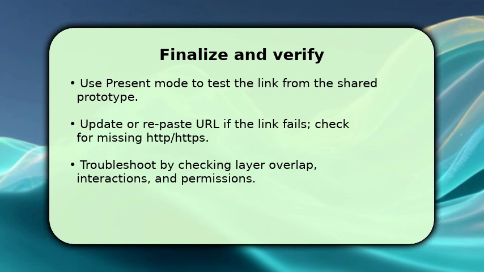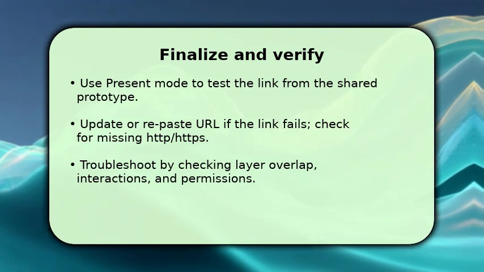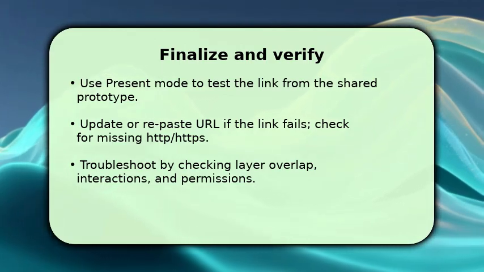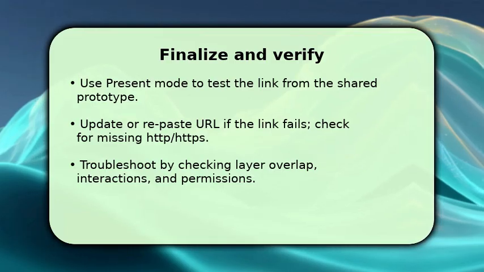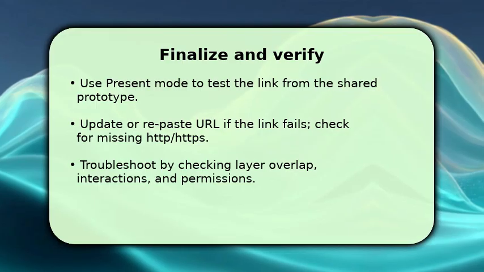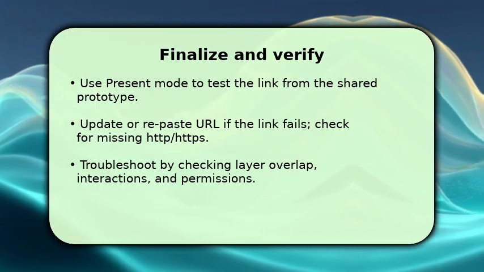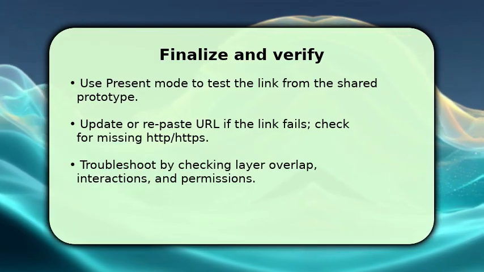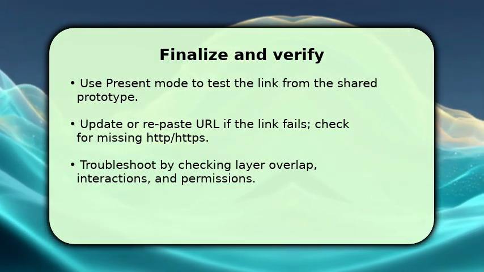If it fails, reopen prototype, repaste the URL making sure it includes HTTP or HTTPS and that no invisible layer sits above the element. Also make sure your prototype permissions allow viewers to open external links. If viewers still can't open the link, export a quick screen recording of the issue and check network or browser pop-up settings.